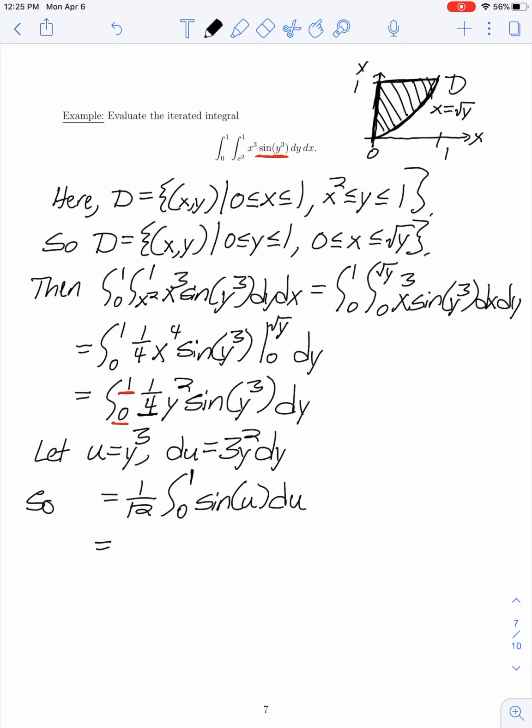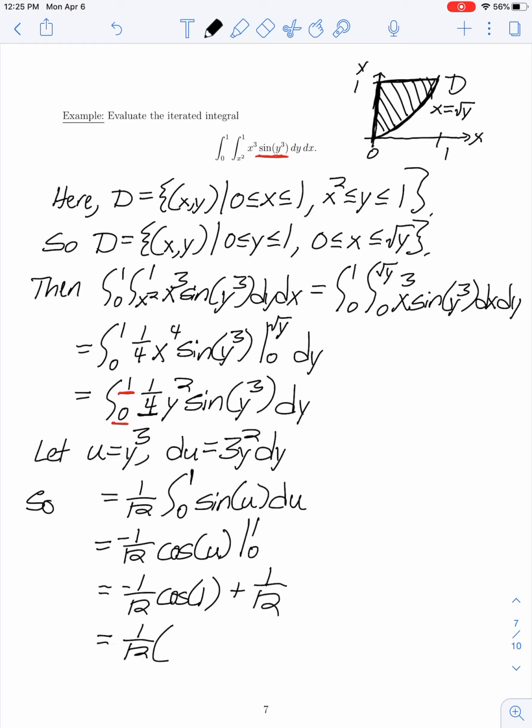So for our antiderivative, we have a negative 1/12 cosine of u evaluated from 0 to 1, which gives us a negative 1/12 cosine of 1 minus, when we substitute 0 in for u, we have a negative 1/12. Since we're subtracting that quantity, we have plus 1/12. Or if we want to simplify a little bit, we could factor out a 1/12, and we're left with 1 minus cosine of 1. So this would be the value of that iterated integral.